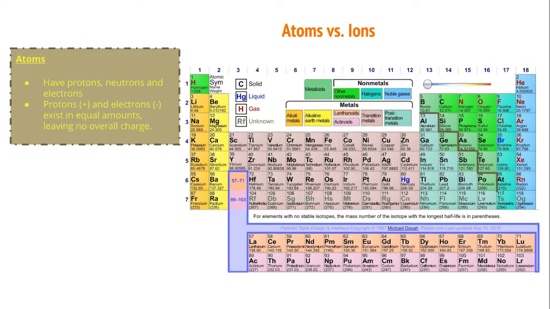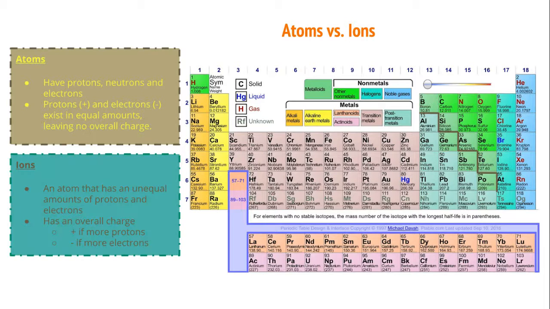And then I'm going to make a very important point here. We've learned about atoms that they have protons, neutrons, electrons, that protons are positive, electrons are negative, and when they exist in equal amounts, there's no overall charge, and that's what an atom is. At any time when we have more protons or more electrons, it's no longer technically an atom. It's an atom that has a charge, and we call that an ion, I-O-N.